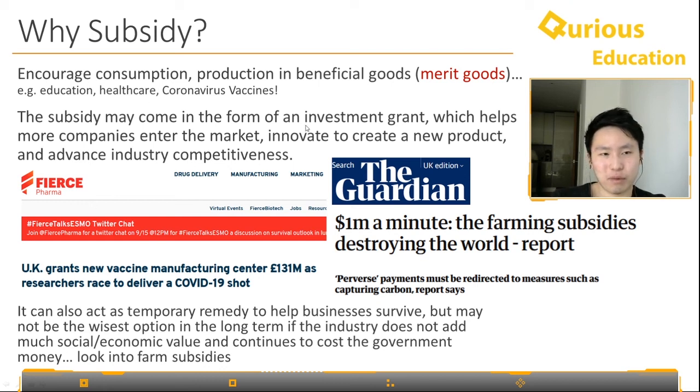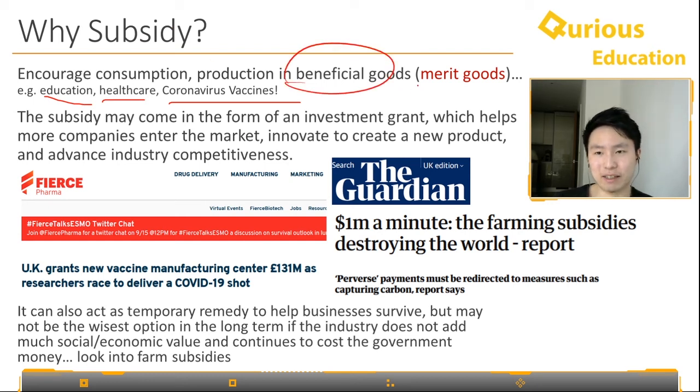Okay, why would we want to subsidize stuff? Of course, for particular products, it's important to subsidize. So like education, healthcare, or coronavirus vaccines, you want these to be available as soon as possible and as much as possible because they are beneficial to society, which are called merit goods. So we want to subsidize these goods in order to benefit us. It can come in the form of an investment grant. We see a lot of grants in the technology sector nowadays to advance our industries, and these different types of innovation would help us keep our markets more competitive in the UK. So it would help the UK economy if it is done correctly.